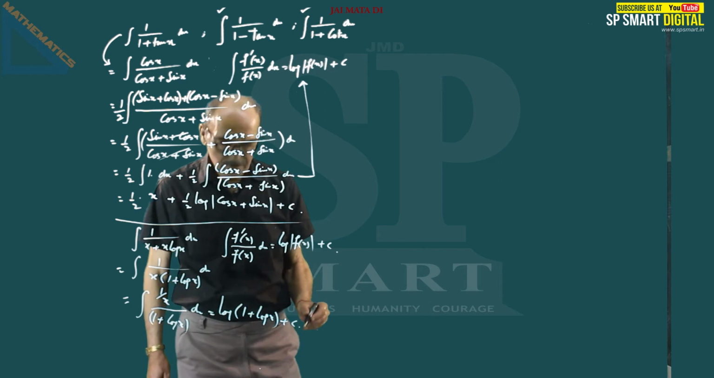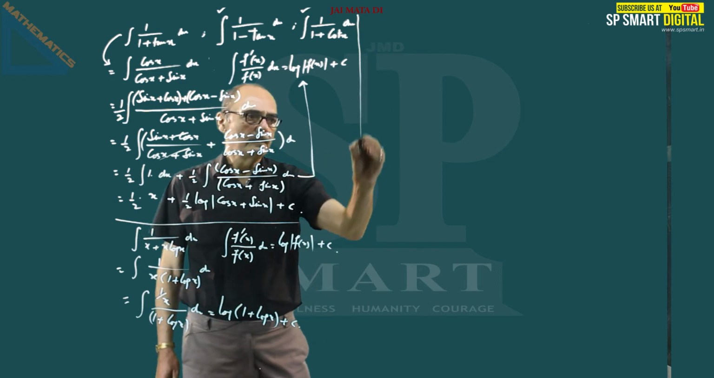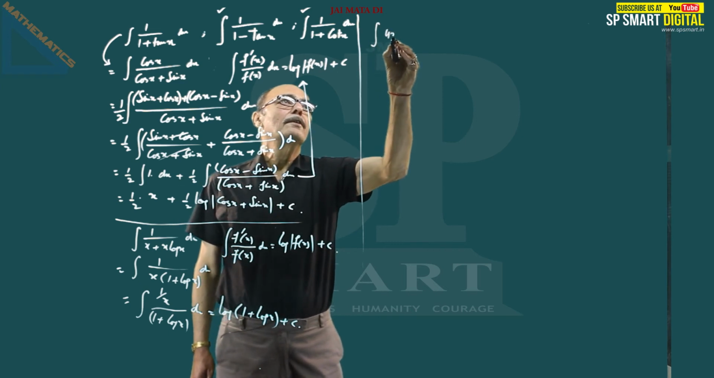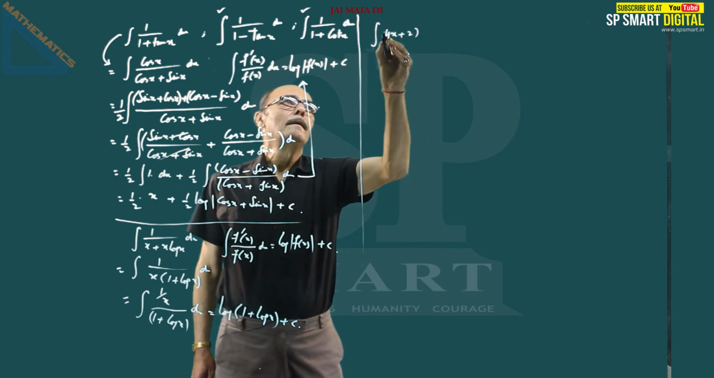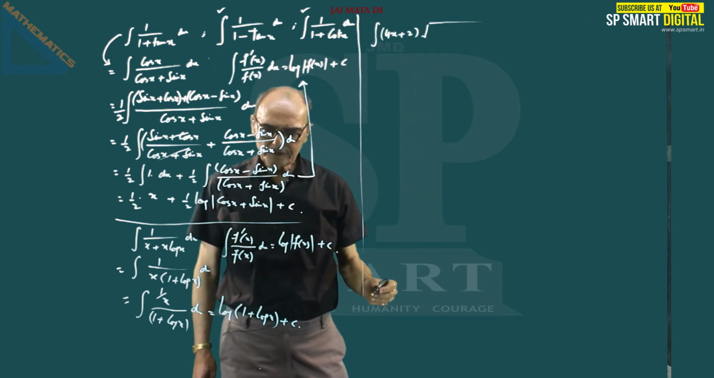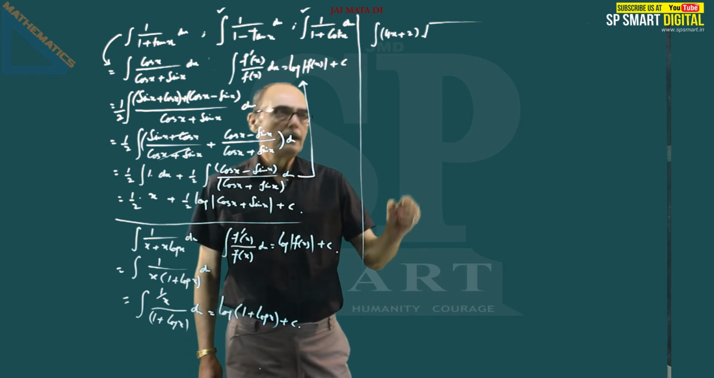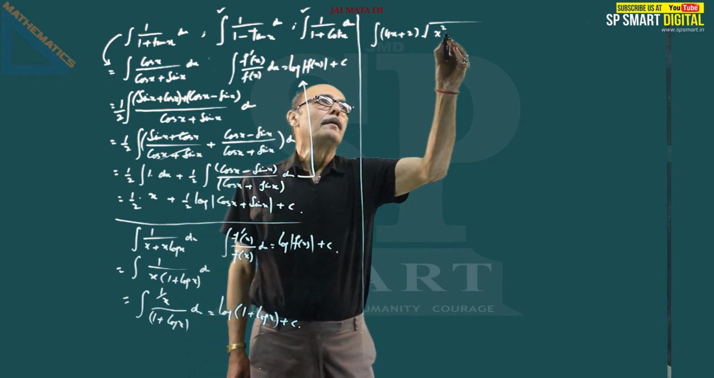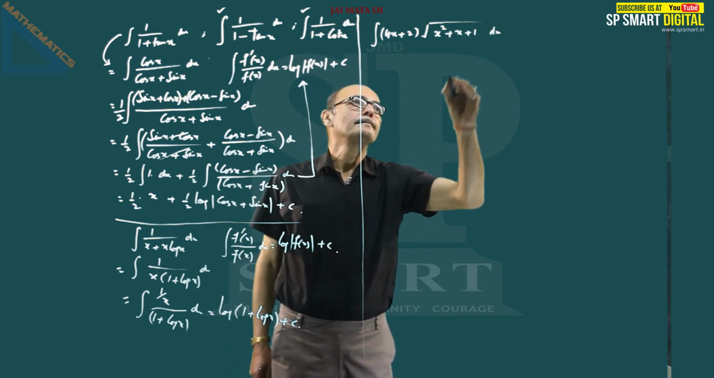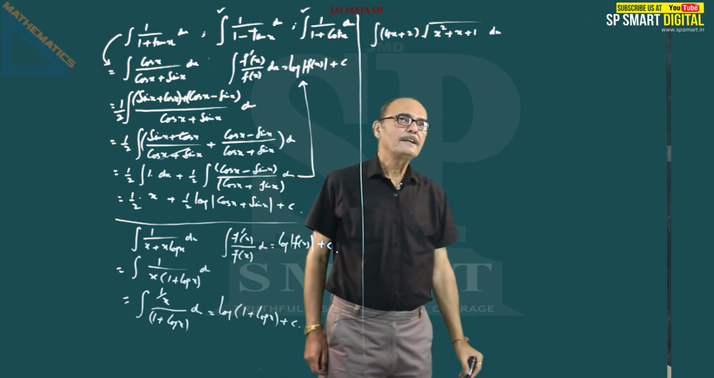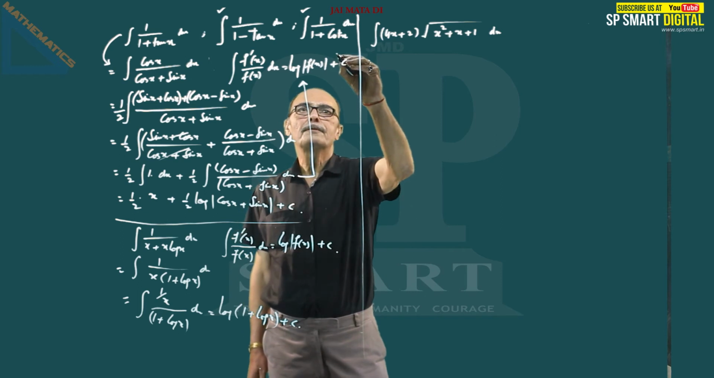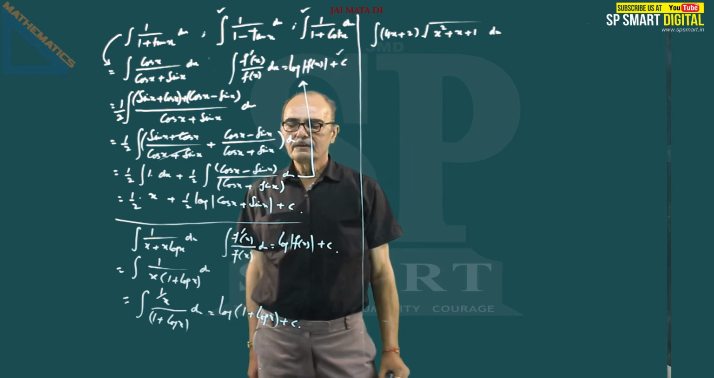The next is integral 4x plus 2 under root x square plus x plus 1 dx. In this case, we have to use the second form of this formula, f dash x upon f x.